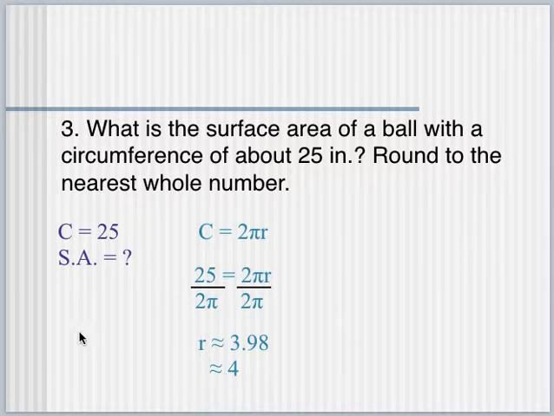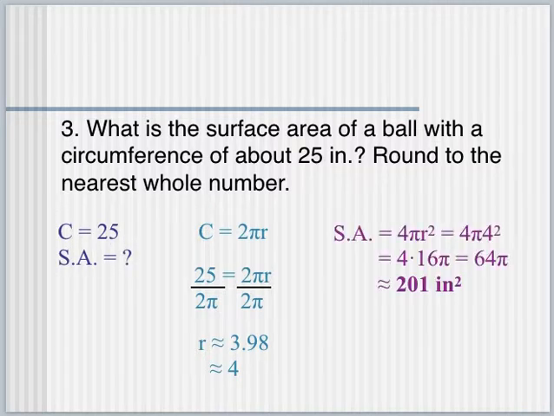Now that we have our radius, we can answer what they're asking us for, surface area. So take that radius and plug it into your surface area formula. Notice how with some of the word problems, instead of saying leave your answer in terms of pi, they'll say something like round to the nearest whole number. That implies they want you, instead of leaving your answer as 64 pi, to say pi is really 3.14, so do 64 times 3.14 and round to the nearest whole number.